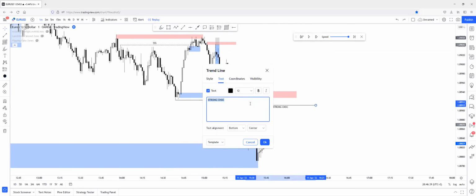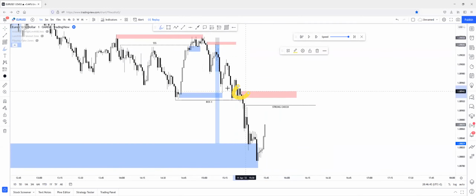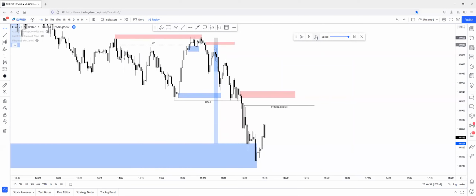So we have a new plan, but I'm still keeping this supply zone here because this is still a strong supply zone, which has caused the last recent breakout structure to the downside and the flip zone right here. So I'm still keeping the supply zone.